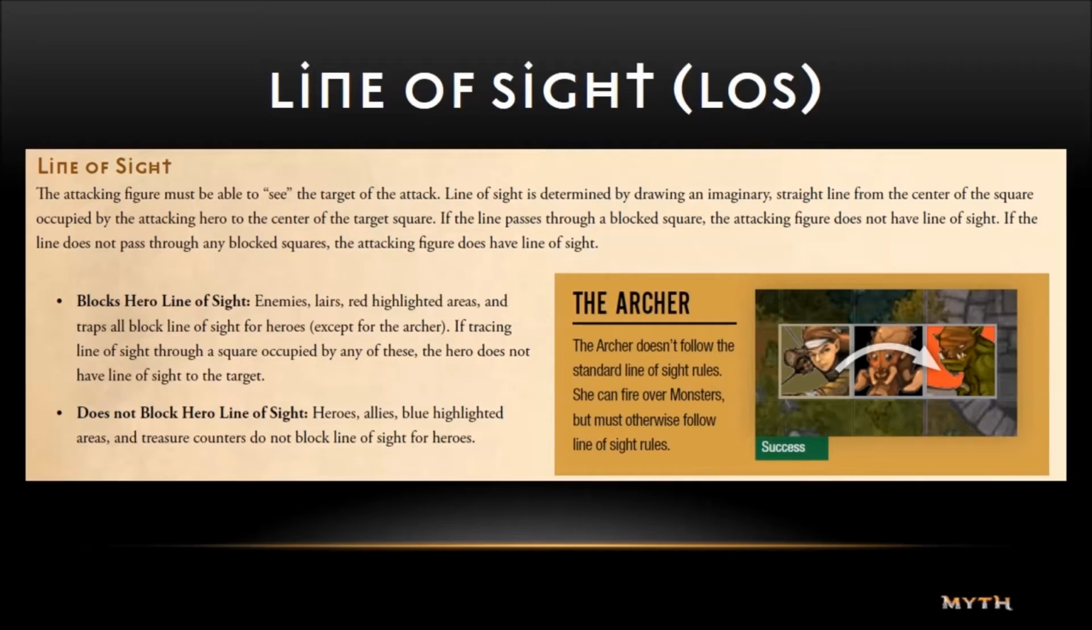If there was any lair, a red highlighted area, or a trap, the archer does not have the ability to see through those. Now, if that imaginary line went through a hero or an ally or a blue highlighted area, treasure, those do not block the line of sight, and you would have the ability to target a monster where the imaginary line traveled through one of those examples.